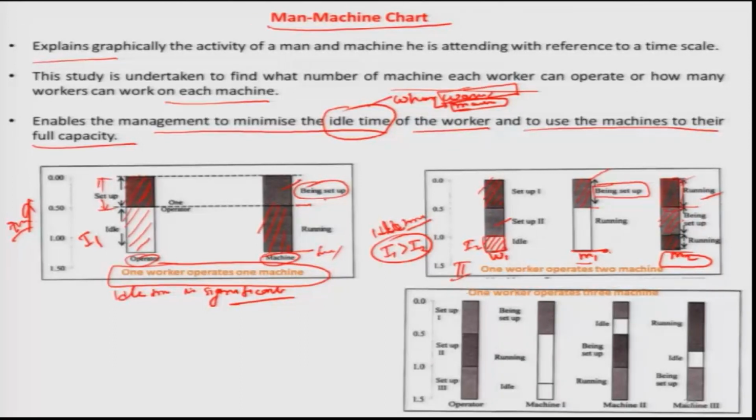Now I am taking the third one: one worker operates 3 machines. Here you can see M3 is already working, M2 is already working, and M1 is being set up by the worker. Here the worker is involved in machine 1. After that, it will start running, processing something. In that time another machine will stop and wait to be set up for another operation. So this idle time is for the machine, because the worker is not free in this time; he is involved in setting up M1.